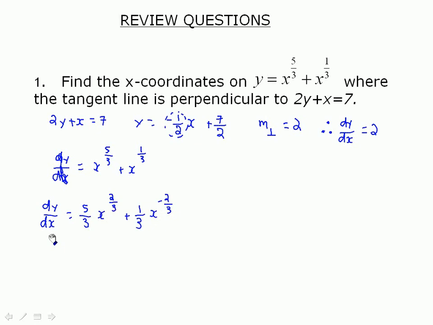Now we have choices. We could replace the dy/dx with 2 right away, but what I'm going to do is hold off with that, and put this derivative into a different form. So first off, 5/3 x to the 2/3 plus 1/3 x to the positive 2/3 on the denominator. And I'm going to now get a common denominator between those terms.